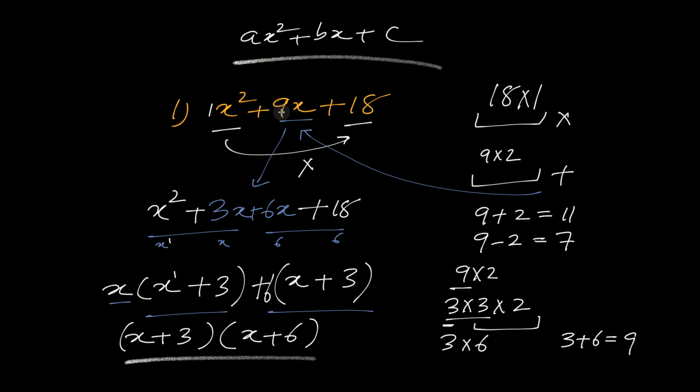How are we going to replace? 9x is 3x plus 6x. Now we have to take the common factor between these two and these two. What is common between these two is 6. Hence in the parenthesis, it is just whatever remains after dividing by 6. And we take the parenthesis x plus 3 once, instead of repeating it two times, and the remaining number, which is x plus 6. This is going to be your answer.